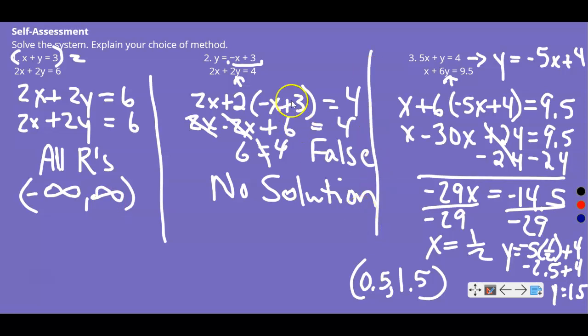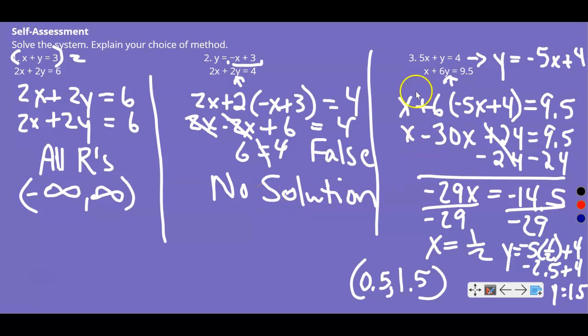All right, the second one, I decided to use substitution. Since y was already solved for in the first equation, y equals negative x plus 3, I took that and plugged it into the second equation for y. So I have 2x plus 2 times y. Y is negative x plus 3 equals 4. Then I distribute the 2. And when I do that, I have a 2x and a minus 2x on the same side of the equation. So 2x minus 2x cancel. That means I bring down my 6 equals 4. 6 equals 4 is a false statement. That is never going to be true. So this one is no solution.